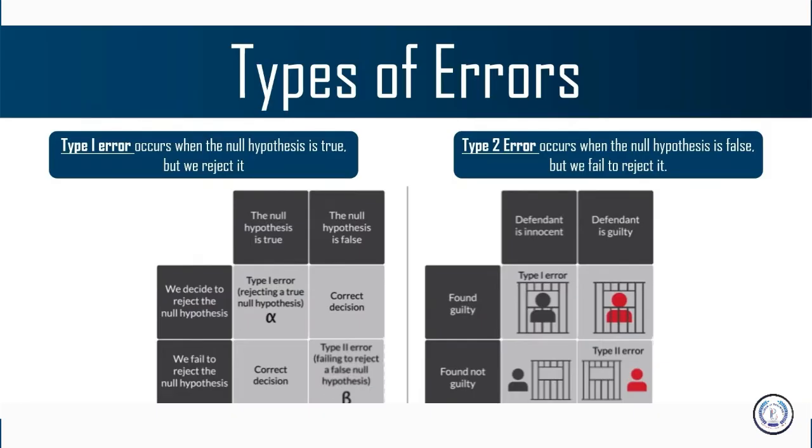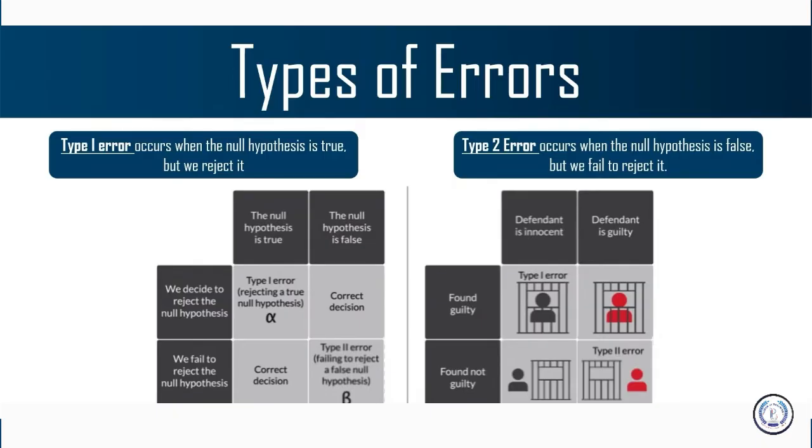So we need to keep in mind that we need to have concrete evidence to support our alternate hypothesis. We don't have to reject the null hypothesis like that. We need to have proper concrete evidence for it. Then there is a second kind of error, which is a type 2 error, which occurs when the null hypothesis is actually false, but we still fail to reject it.